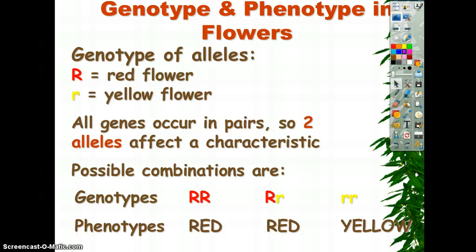Here's just another explanation showing red flowers, yellow flowers. A genotype of an allele, it's either red, yellow is the recessive. Again, all genes occur in two pairs because you get one from mom, one from dad. And so possible genotypes would be big R, big R, red. Big R, little r, we'd still have a red plant. And then you have the homozygous recessive, which is yellow. Homozygous dominant, big R, big R. Heterozygous, big R, little r. Homozygous recessive, little r, little r.